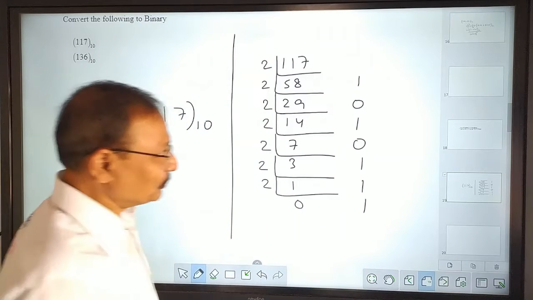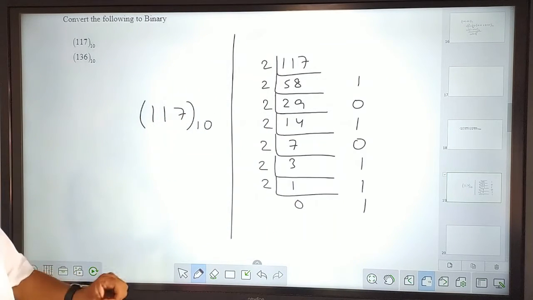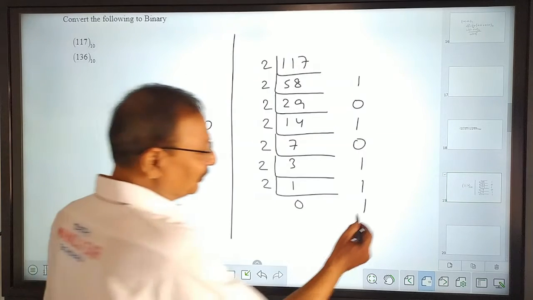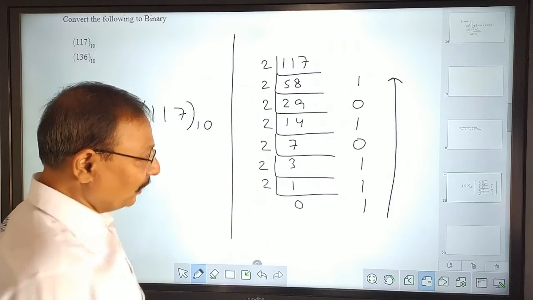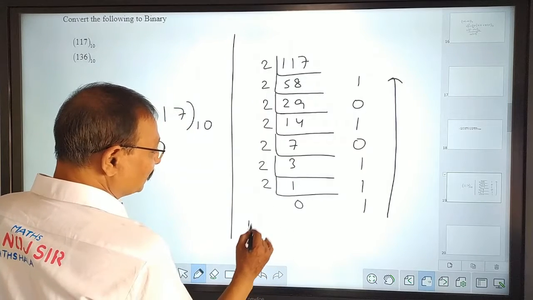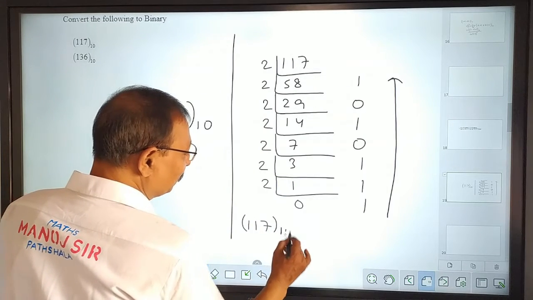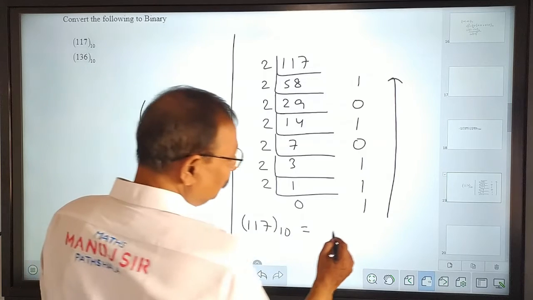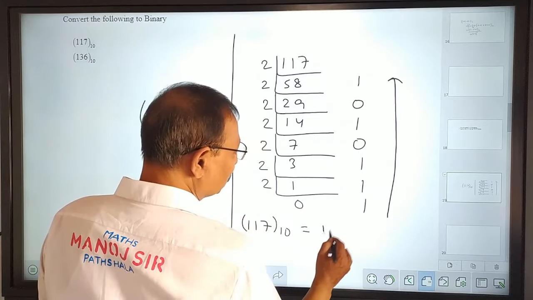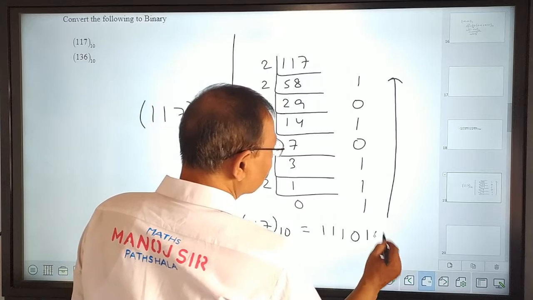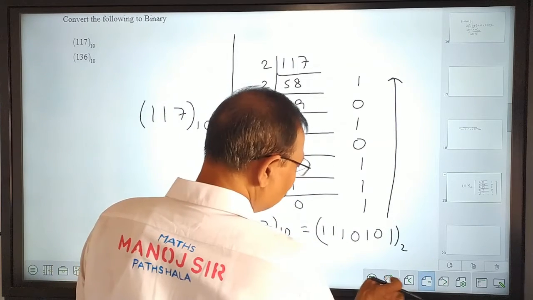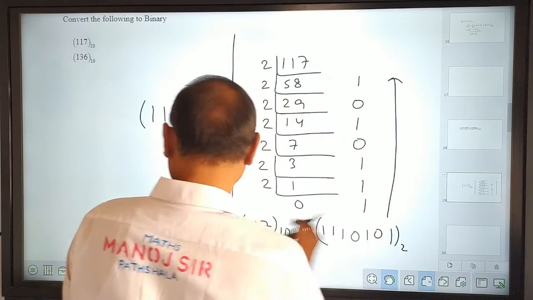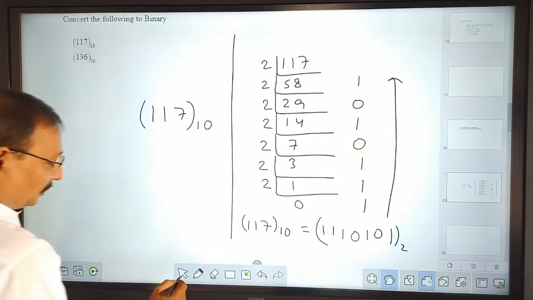And as I told you, the most significant binary digit is at the bottom, so write in this direction, and we got the answer: 117, written in the decimal format, is equal to 1110101 in the binary system. You may check it also. It may be checked very quickly. I'm checking here.